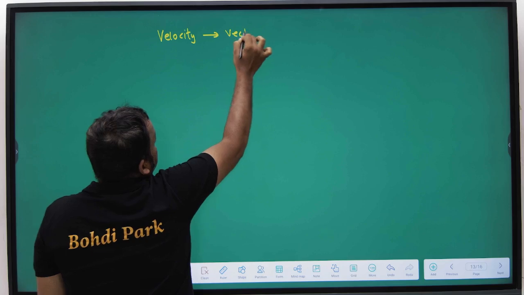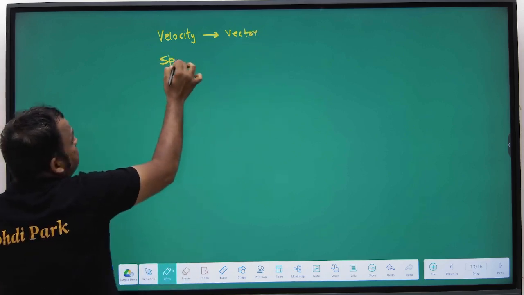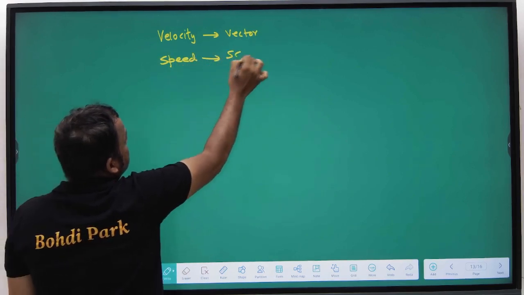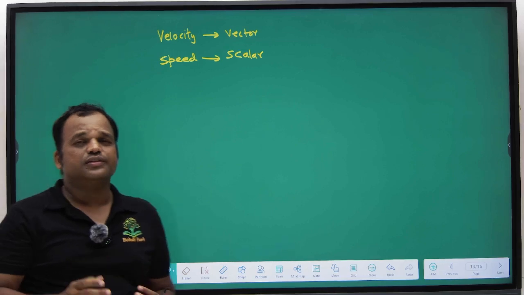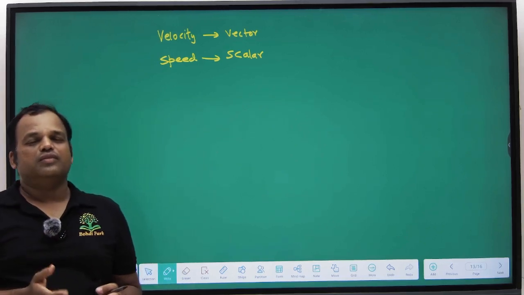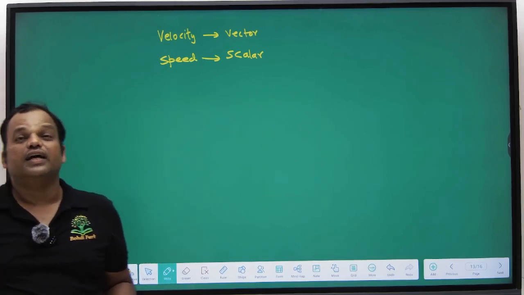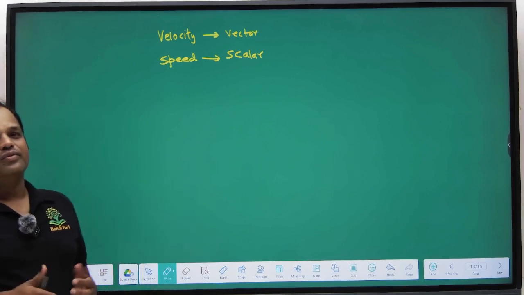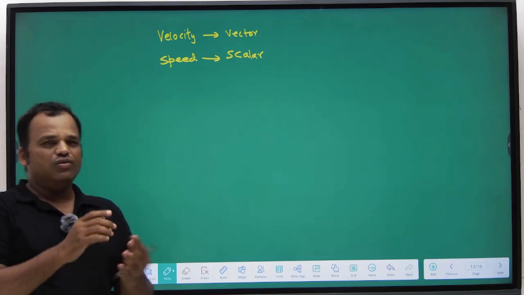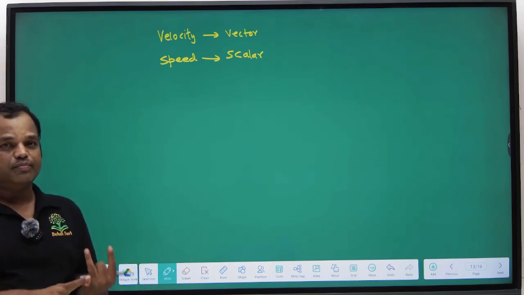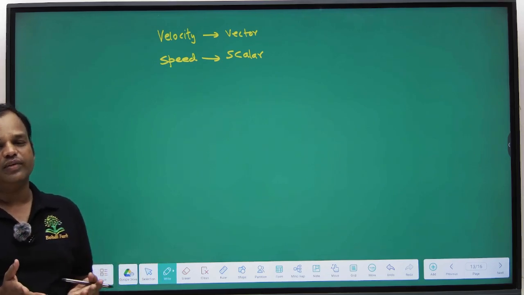Velocity is a vector quantity, and speed is a scalar quantity. Both are used to study motion. Then what is the difference? The difference is direction, and also distance and displacement. So how do we relate velocity, speed, distance and displacement?